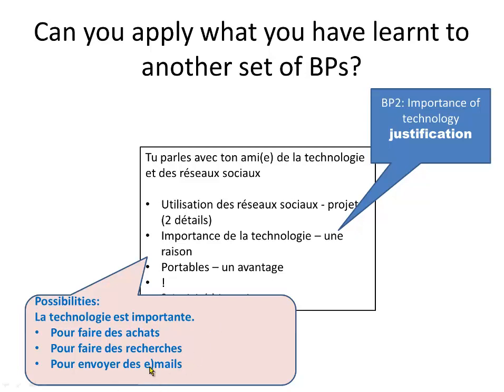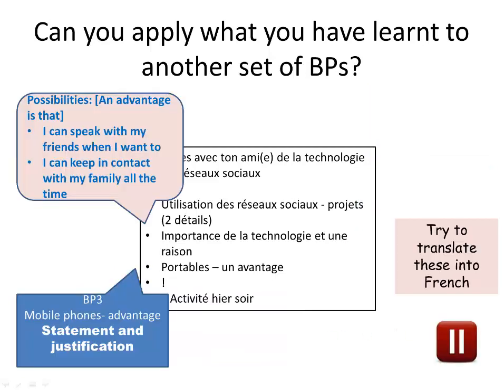There's a mistake there, by the way. It should have been, you could have des mails or des emails. That was meant to be a bracket. On to the next one.